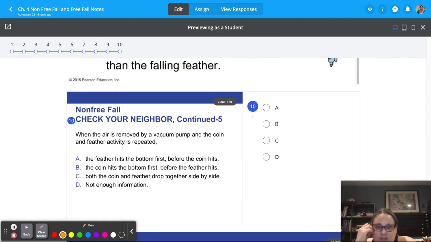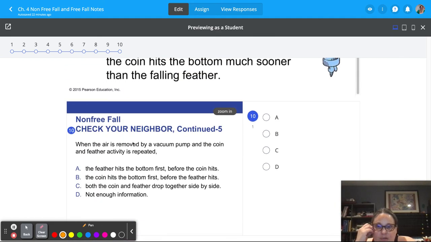Okay, so the question says, when the air is removed by a vacuum pump and the coin and feather activity is repeated, and you watched a video on this on Monday, the feather hits the bottom first, the coin hits the bottom first, or they drop together side by side. When we're in a vacuum pump, that means we have no air resistance, which means we're in free fall. And when we're in free fall, all things fall together. There's no difference based on shape, size, or mass.